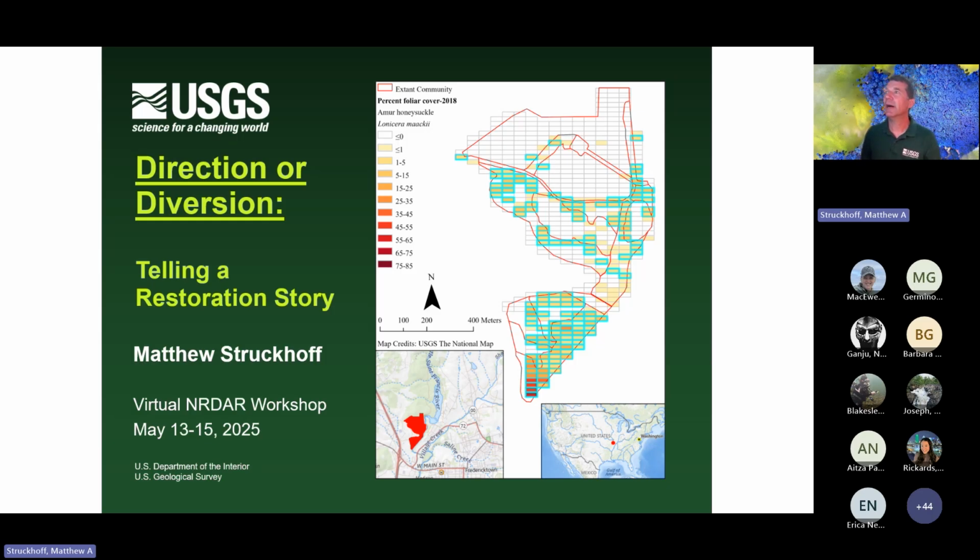diversion, I think about research and monitoring that are perhaps interesting and perhaps are important, but which don't necessarily tell us if a restoration is on track. And by contrast, direction refers to data, analyses, and reporting that directly assess whether objectives are being met, that is to say restoration objectives are being met, and if not, can inform future adaptive management to push the restoration forward toward whatever its goals may be.